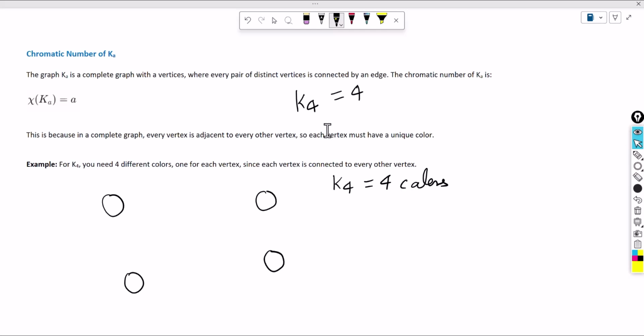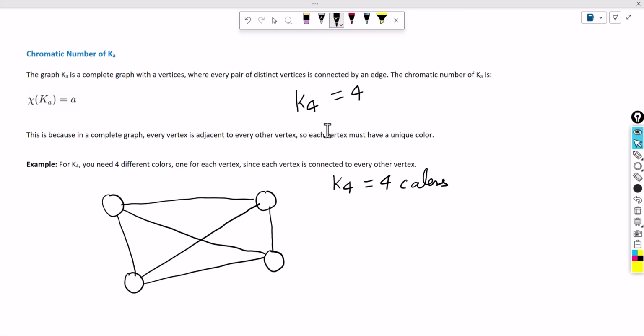So this is connected with this, this is connected with this, this is connected with this, this is connected with this, this is connected with this, this is connected with this. It is a complete graph. So we have 4 vertices, v1, v2, v3 and v4.